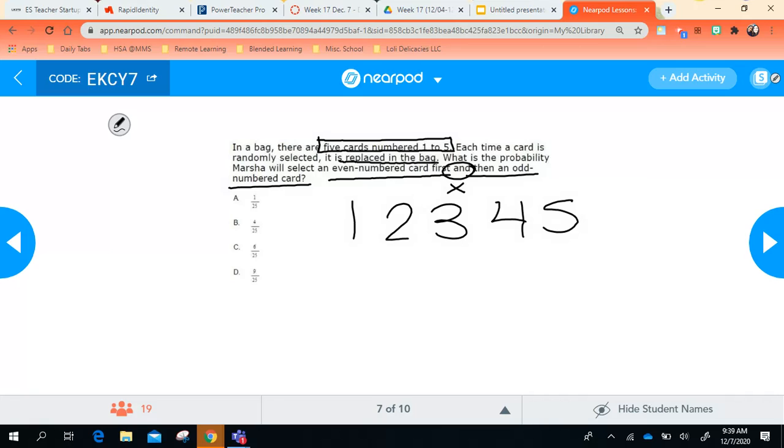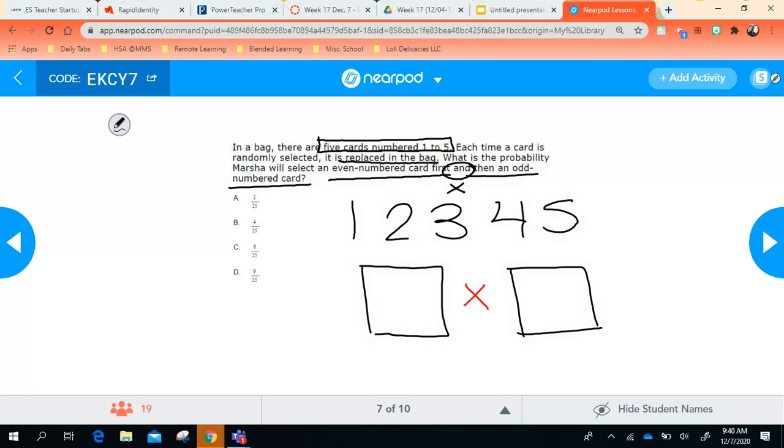So I know I'm looking at one event and then a second event because first she's doing one thing and then she's doing another. My gentlemen that are writing, if you're still writing, I want you to stop and look up because I need you to know what we're doing. So if you're writing, stop and pay attention. So we have even numbered card and then an odd numbered card. And we said and means we're doing what? Multiplying or adding? Multiplying. So I'm going to add this multiplication right here in the middle.